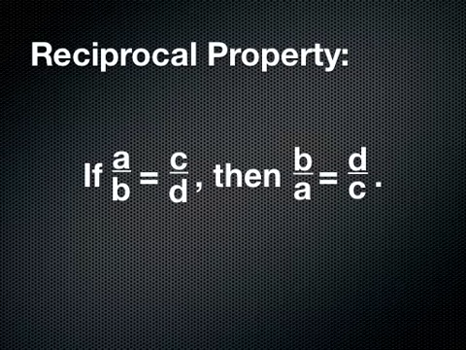The reciprocal property says that if A over B equals C over D, then we can flip both of those ratios and we can say B over A equals D over C. So the numerators have become the denominators and the denominators have become the numerators, but it's still going to be the same. When I take the cross product, I'm going to have the same values.